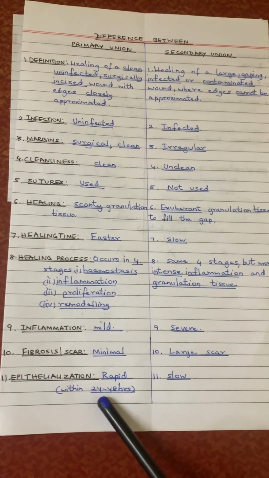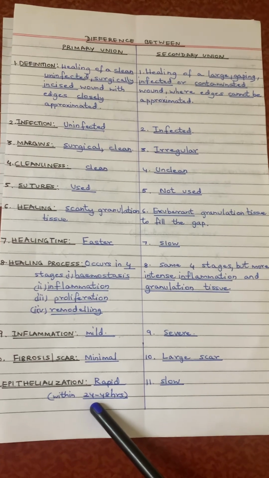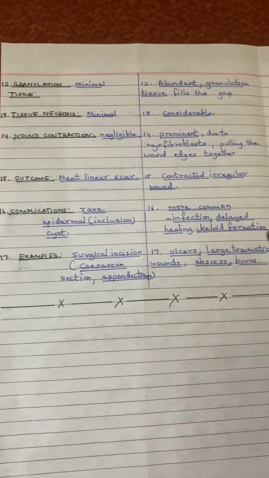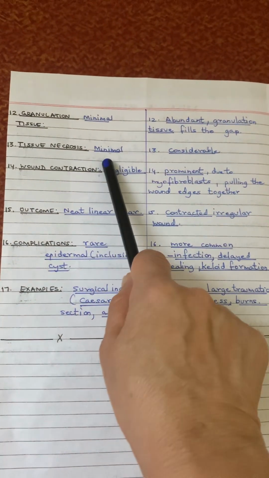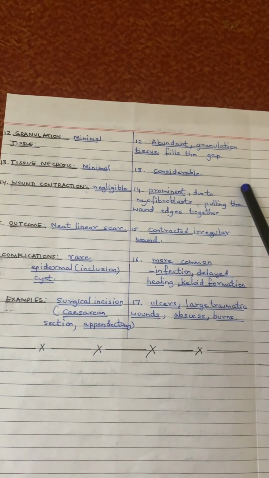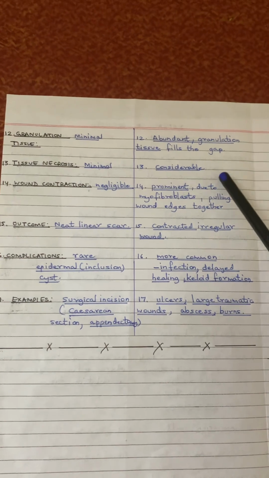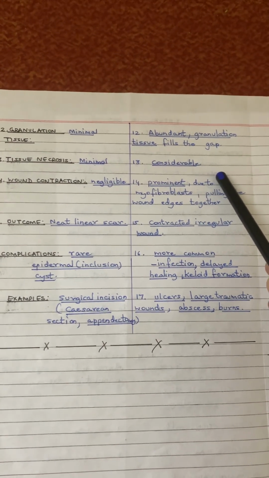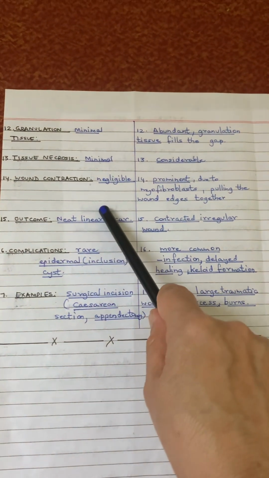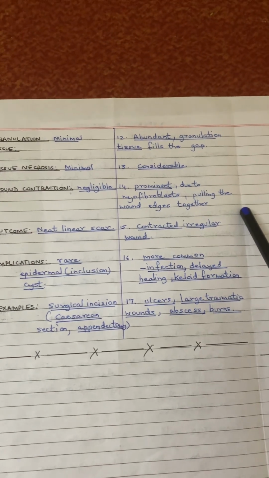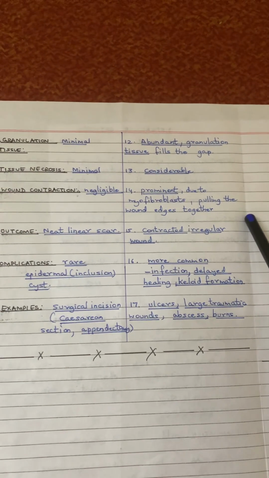Epithelialization is rapid in primary union, occurring within 24 to 48 hours, whereas it is slow in secondary union. Now, granulation tissue is minimal in primary union, whereas it is abundant, filling the gap in secondary union. Tissue necrosis is minimal in primary union, whereas it is considerable in secondary union. Wound contraction is negligible here. In secondary union, it is prominent because of the myofibroblasts which pull the edges together.